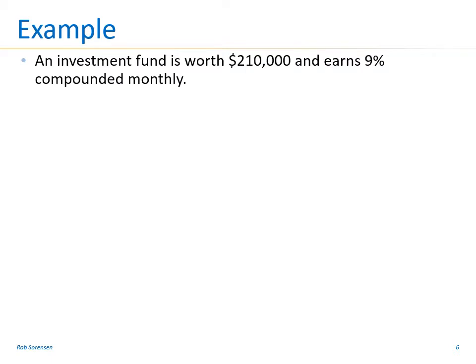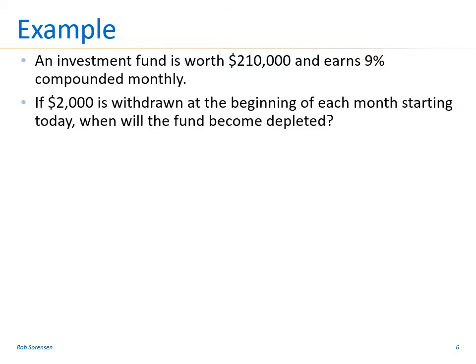An investment fund is worth $210,000, so that must be today, and it earns 9% compounded monthly. If we start taking out withdrawals of $2,000 at the beginning of each month, right away, how long until we run out of money? That's a real common question, isn't it? A lot of people get to retirement, they've got some savings. They want to know how long it's going to last if they take a certain amount out. So that's one we can work on.